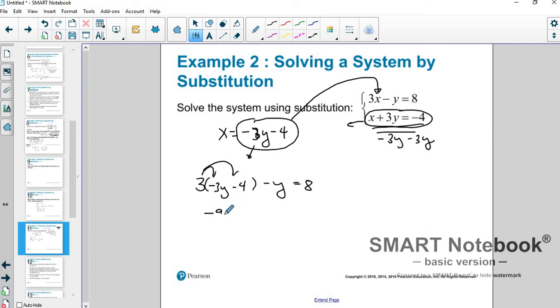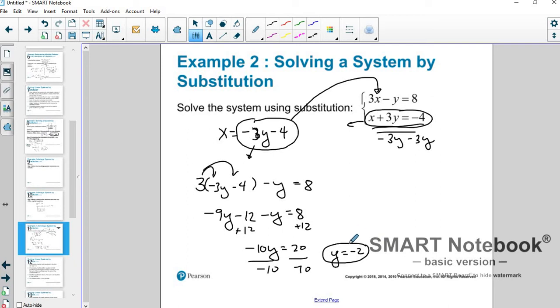Distribute the 3, you get negative 9y minus 12 minus y equals 8. Add 12 to both sides. Combine like terms, you get negative 10y equals 20. Divide by negative 10, and you get y equals negative 2.